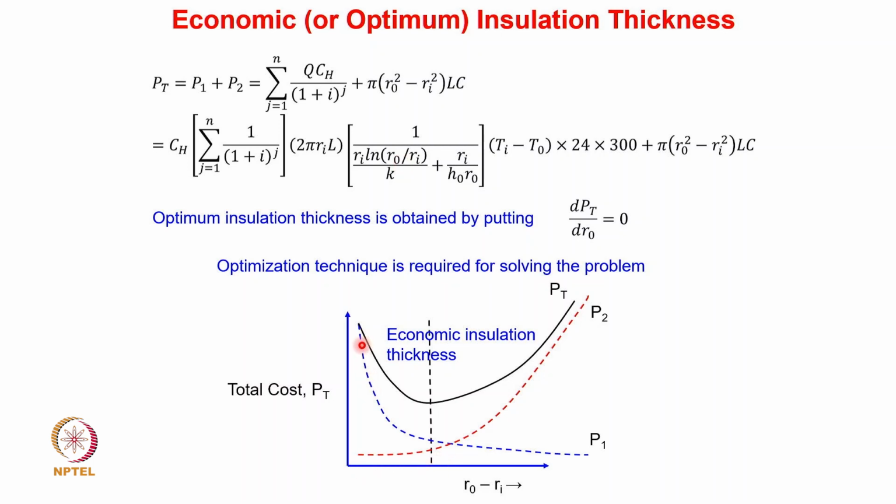minimizing the cost. If you look at P1, you can see that as the insulation thickness increases, P1 decreases, because the heat loss to the ambient decreases. So P1 is going to decrease as R0 minus Ri increases. But as R0 minus Ri increases, the insulation cost increases. So if we consider both these costs P1 and P2, there is a point somewhere here where their sum is minimum. This particular point actually represents the optimum value of the insulation thickness.